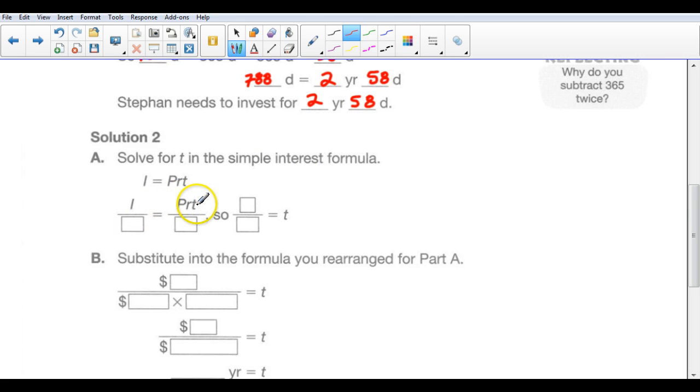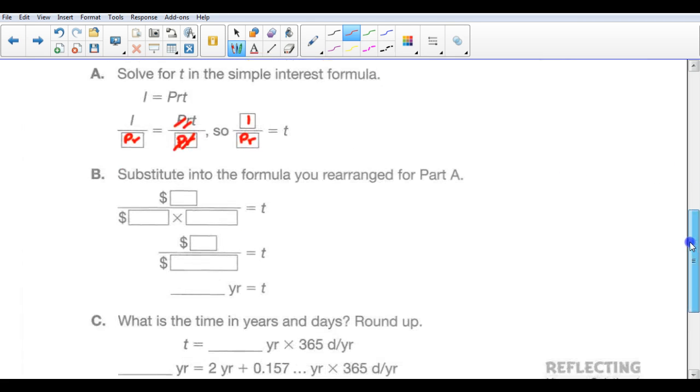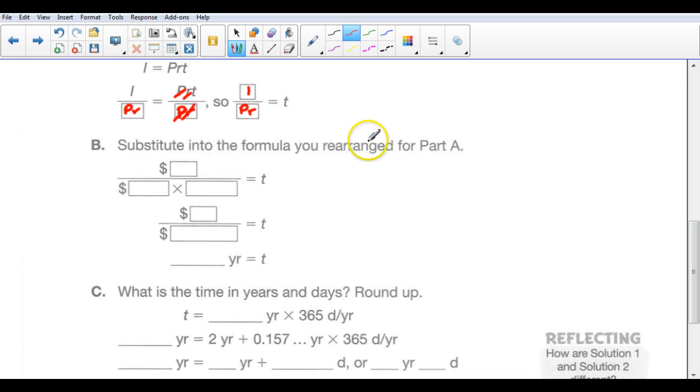So solve for T. Okay, we want time, so we want to get rid of the PR, so we're going to divide by P and R, because that P cancels with that P and that R cancels with that R. But what I do to one side, I have to do to the other. So we get I divided by PR is equal to T. So let's just substitute those numbers in. Substitute into the formula you rearranged for part A.